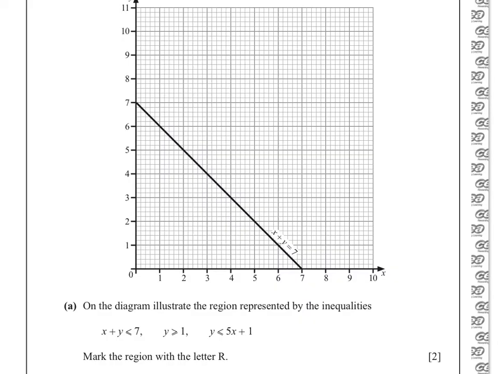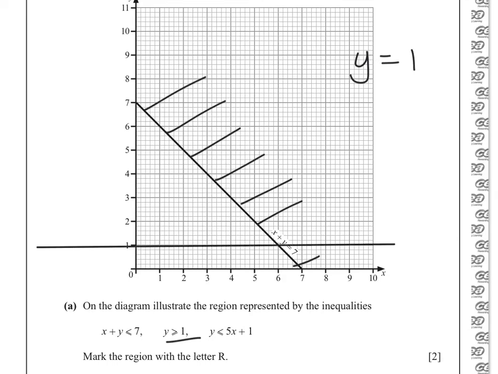We want x plus y to be less than or equal to 7. So less than is the region below the line. So in this case I'm going to shade out the region above the line. We want y to be greater than or equal to 1. That means we've got to draw the line y equals 1. And that's a horizontal line that goes through 1 on the y-axis. We want greater than, which means we want above the line, so this region here. This means we shade out below.